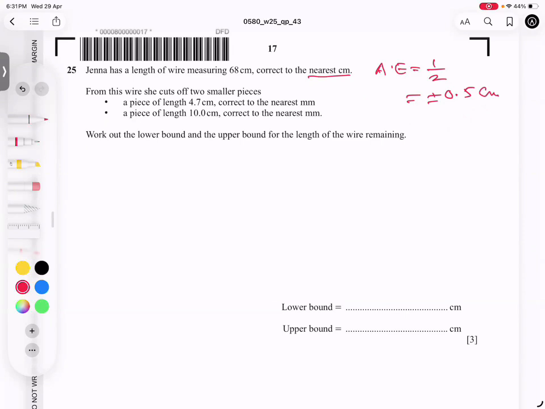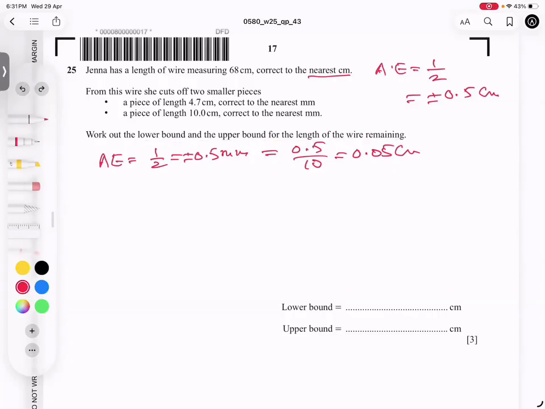Okay. Now here millimeters. So I'm converting the absolute error. 1 over 2, I got 0.5 plus and minus millimeters. And dividing by 10, I'm getting 0.05 centimeters plus and minus. So this part is very clear, students. Now he's asking what? The lower bound and upper bound for the length of the wire remaining.